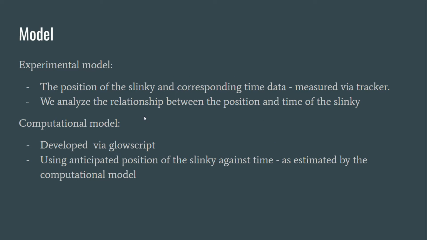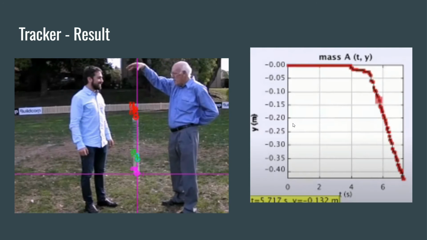So what two different models do we have? In our experimental model, we're just measuring the position of the slinky and the corresponding time data via Tracker, right? So we're analyzing the relationship between the position and the time of the slinky. In our computational model, which was developed via GlowScript, we're using the anticipated position of the slinky against time, and this is estimated by our computational model, and I'll show that more later on.